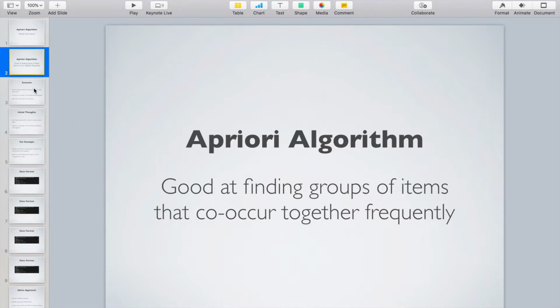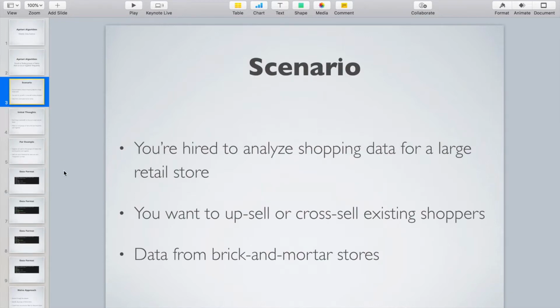So let's imagine that you have been hired to analyze shopping data for a large retail store. And in particular, you want to increase their revenue by upselling or cross-selling existing shoppers. And most likely, this is going to have to do with the way in which you design the store. So, where you put items so that people are more likely to buy mustard when they're buying hot dogs, for example. And again, consider the fact that these are physical stores.